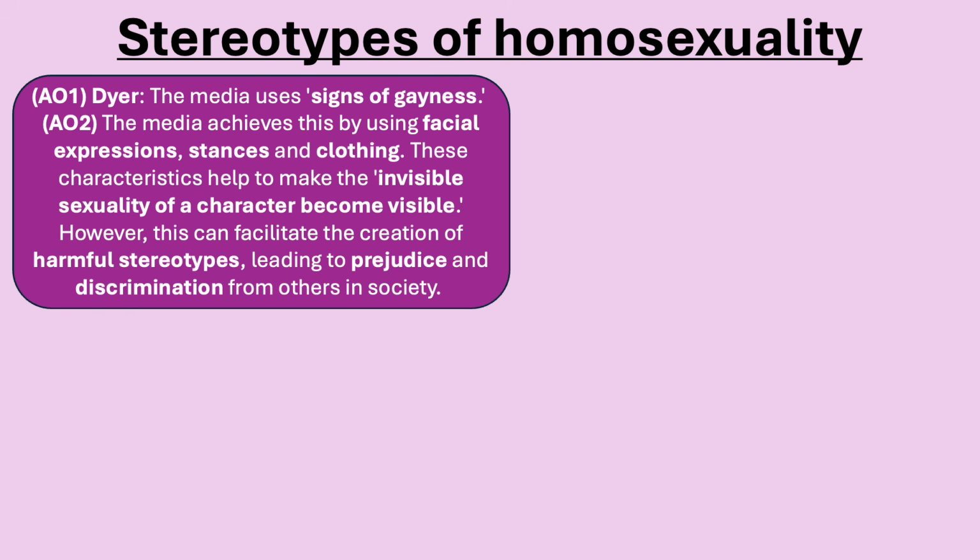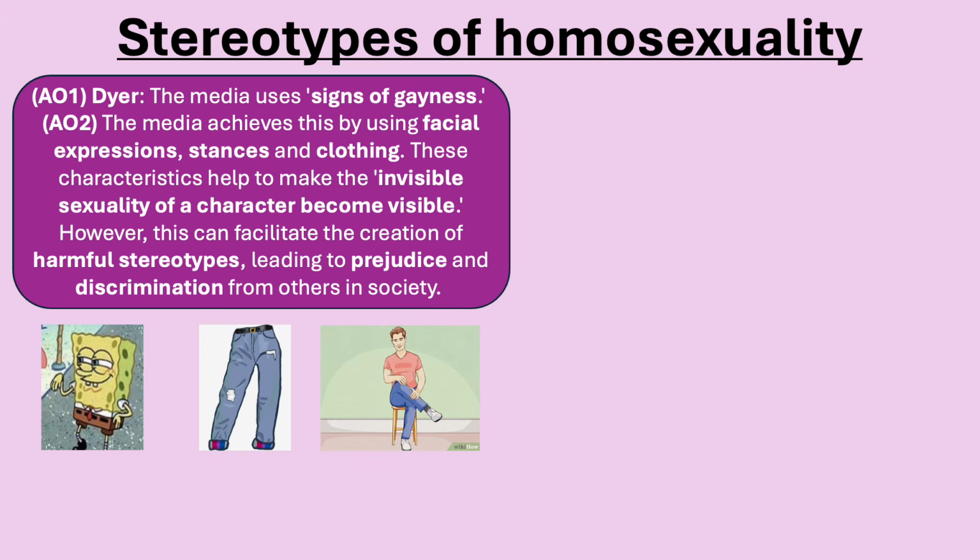So, stereotypes of homosexuality. Dyer says that the media uses signs of gayness. The media achieves this by using facial expressions, stances, and clothing. These characteristics help to make the invisible sexuality of a character become visible. However, this can facilitate the creation of harmful stereotypes, leading to prejudice and discrimination from others in society.